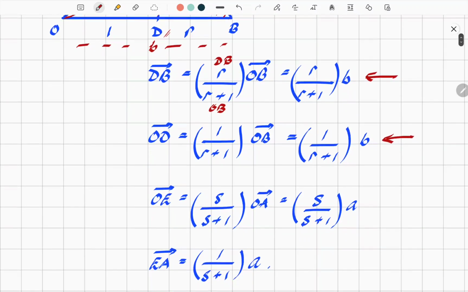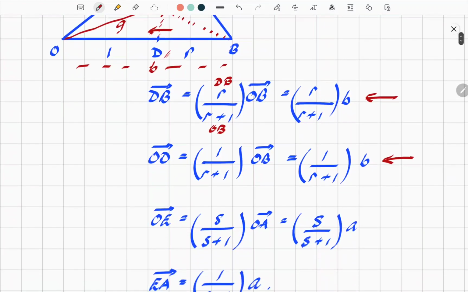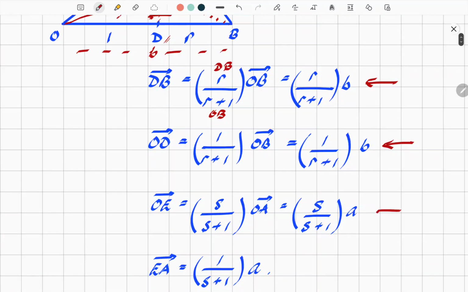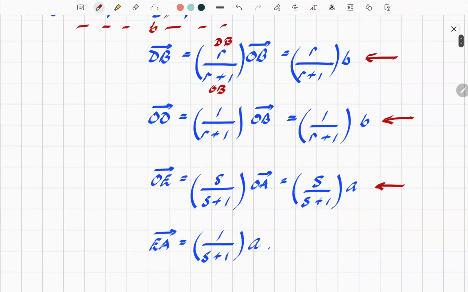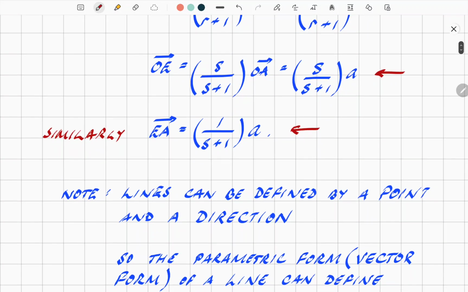I'm just writing down the obvious vectors so that you can see exactly what's going on. OE, in exactly the same fashion, is S over S plus 1 times OA. So that gives us that result. And similarly, EA is 1 over S plus 1 times A. So we have all the basic components that we need.